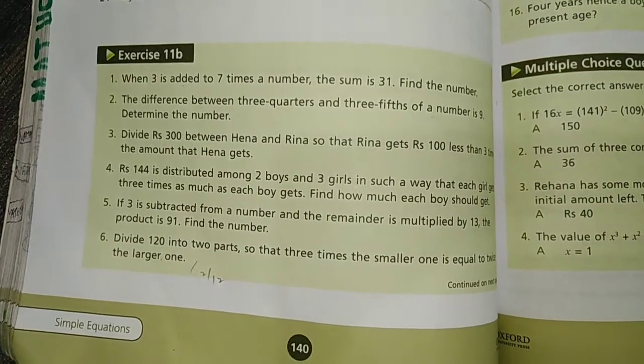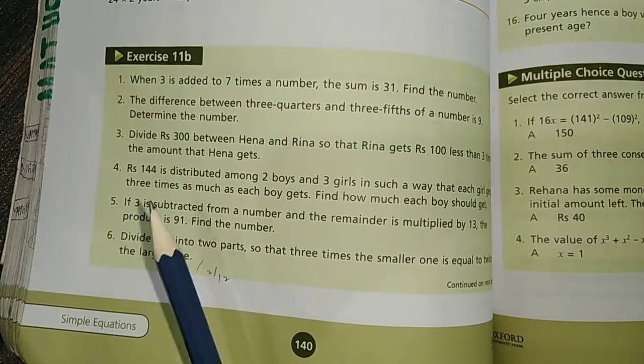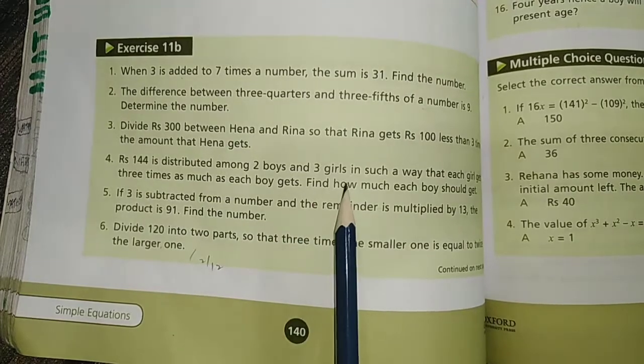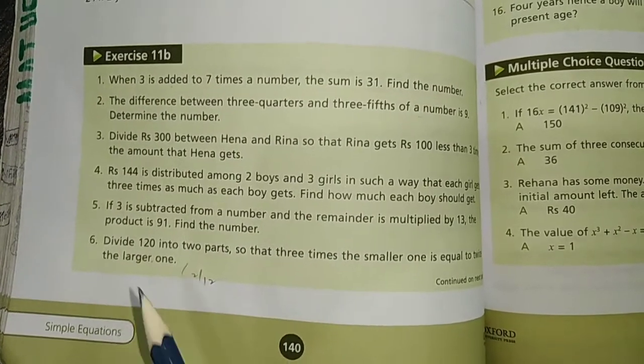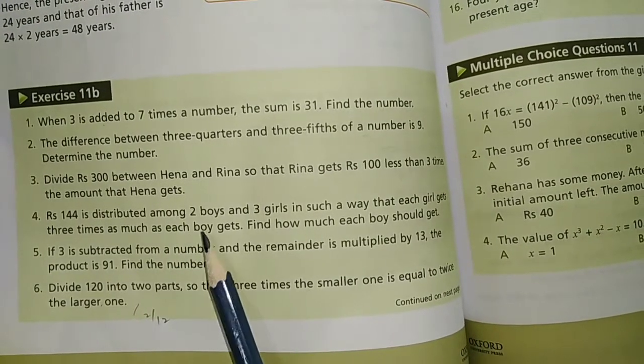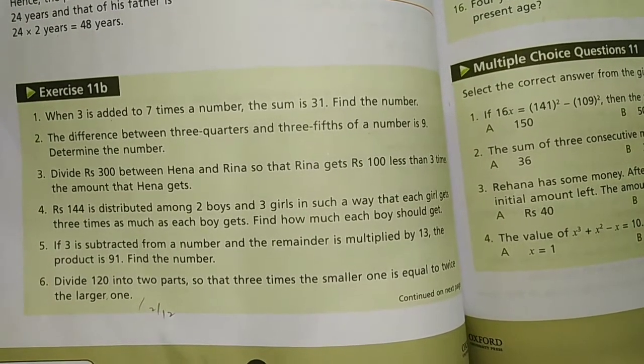The next question is question number 4. Rupees 144 is distributed among 2 boys and 3 girls in such a way that each girl gets 3 times as much as each boy gets. Find how much each boy should get.